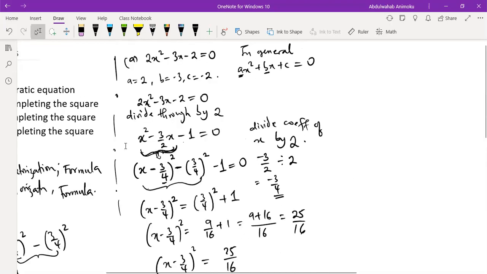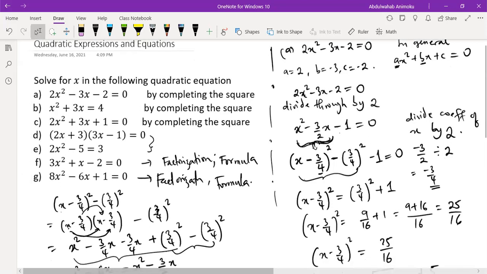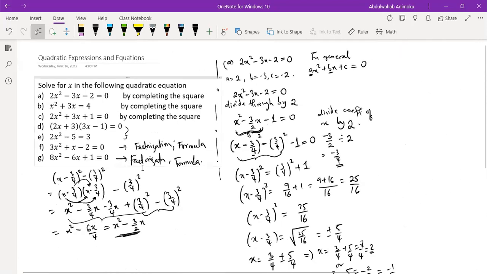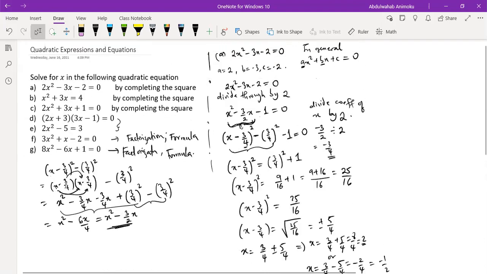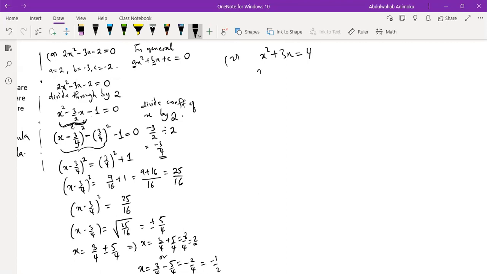Now let's move on to the second problem. The second problem is basically saying we should work with x squared plus 3x equal to 4. So this is the second problem, x squared plus 3x equal to 4. Now you can complete the square directly from here, because remember, in completing the square we need these two terms: x squared and the other term that has x on it.